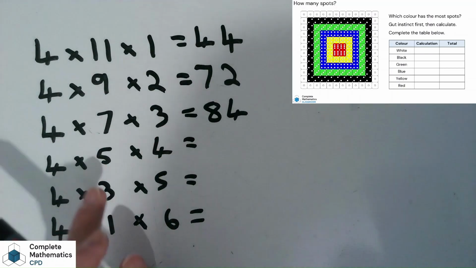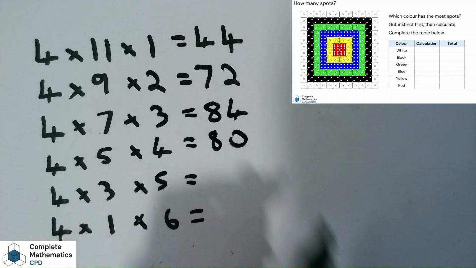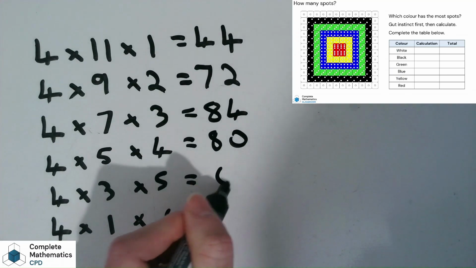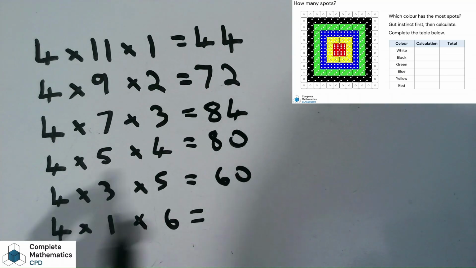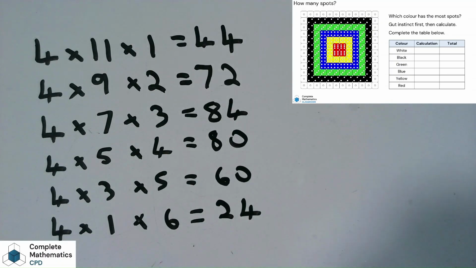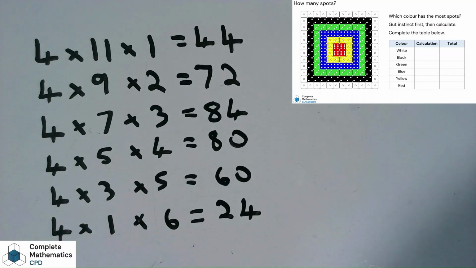And then we've got 20 times 4, which is 80. Then we've got 4 times 3, 12, we've got 60. And then here we've got 24. So which colour dice has the most spots? It's this one here, the 3s.